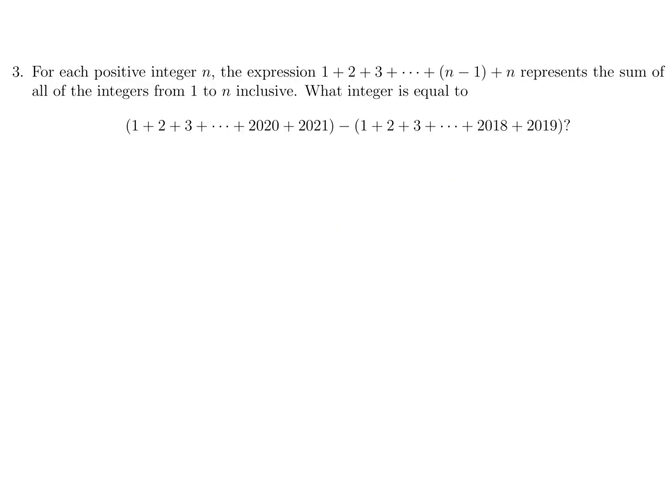For each positive integer n, the expression 1 plus 2 plus 3 up until n represents the sum of all the integers from 1 to n inclusive. What integer is equal to? Well, at first I thought you'd have to use that formula, n times n plus 1 over 2 for that.